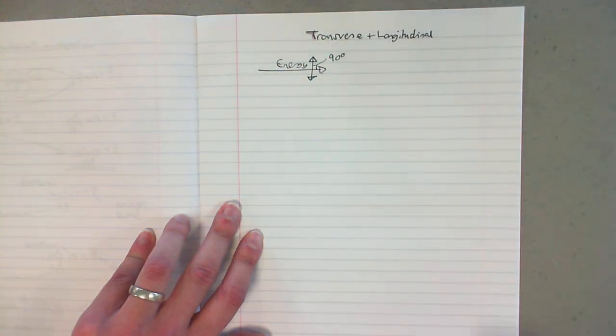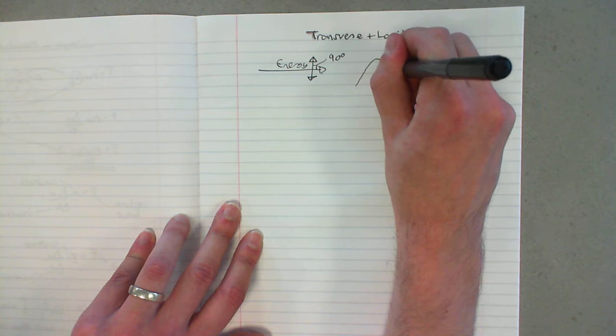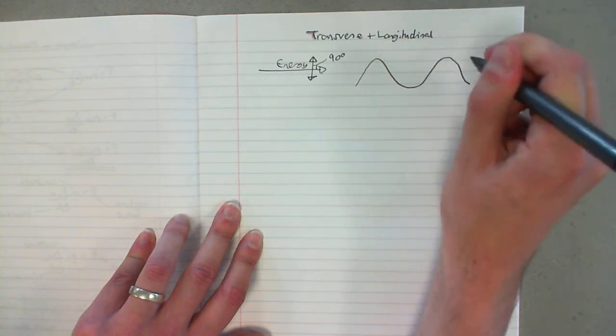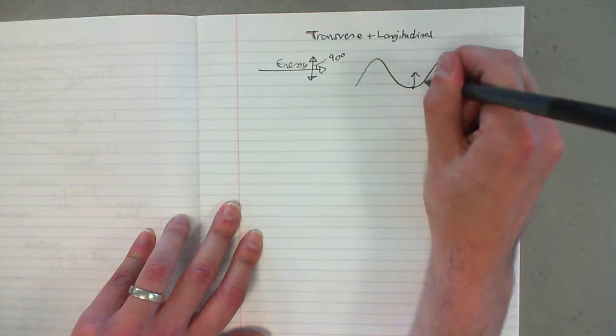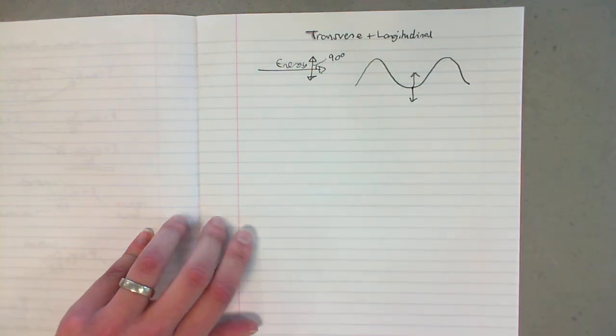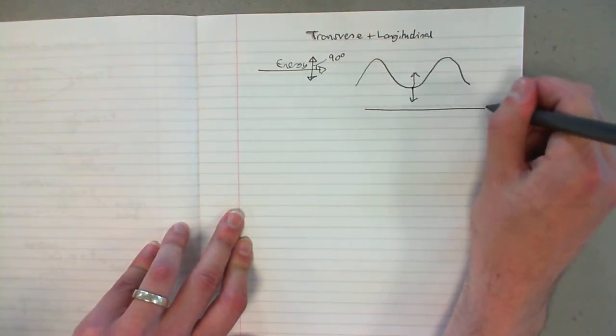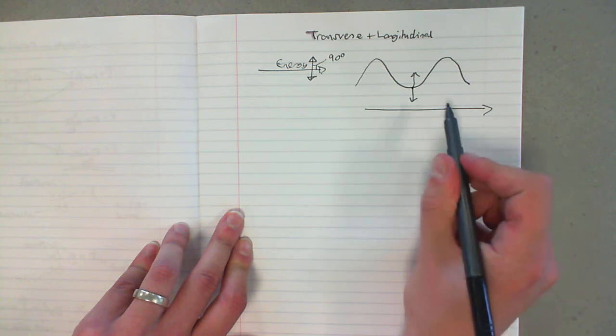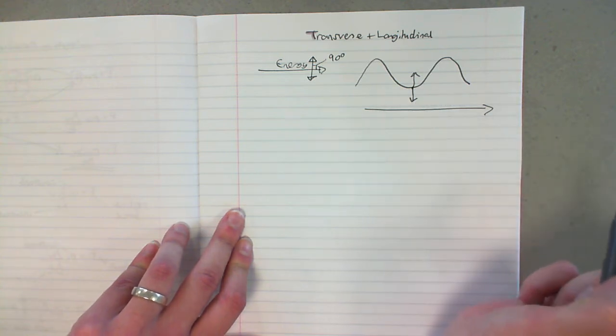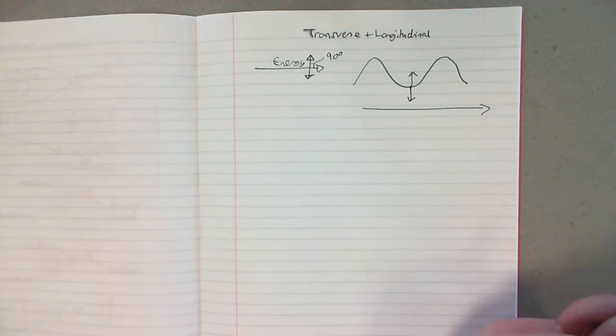And we can draw a transverse wave like this, up and down. The particles are oscillating up and down, up and down. The energy is going left to right, but the particles are oscillating up and down at 90 degrees, at right angles. That's the definition of a transverse wave.